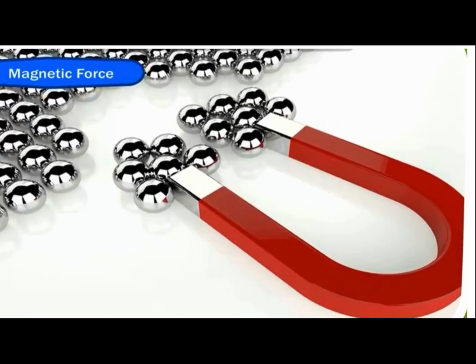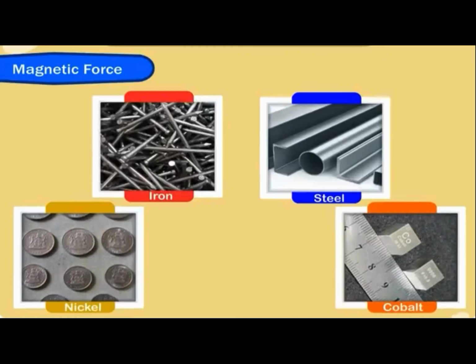The force by which a magnet attracts or repels object like iron, steel, nickel, cobalt is called the magnetic force.